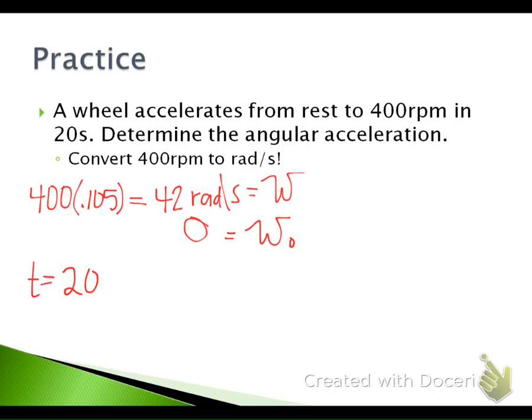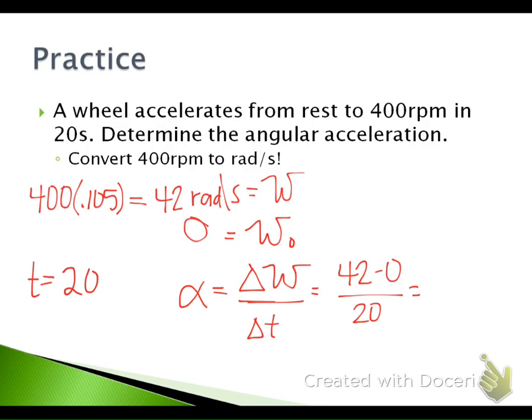So now we want to solve for angular acceleration, which is which Greek letter? Alpha. Okay, or a little fishy. That equation is change in angular velocity, or change in omega, over change in time. So we're going to plug in final minus initial, which is 42 minus 0 over 20, which means our angular acceleration should come out to be about 2.1, I think.